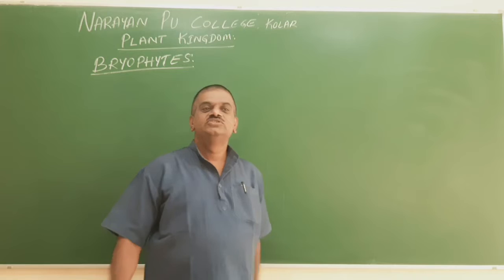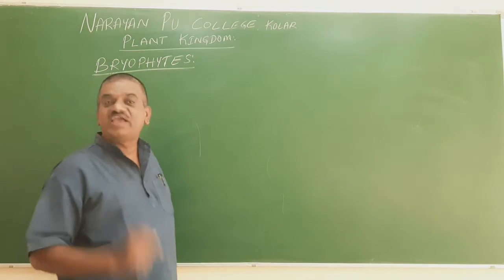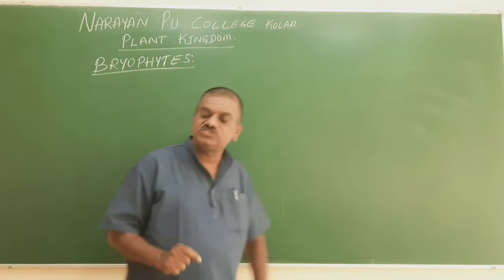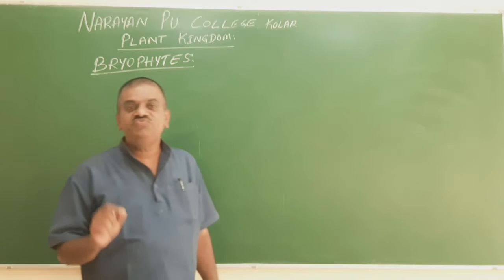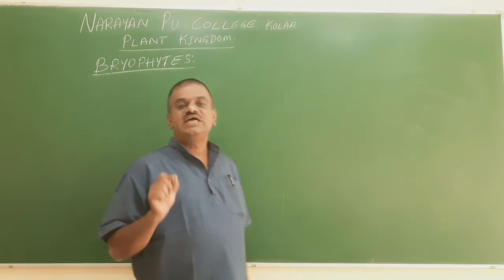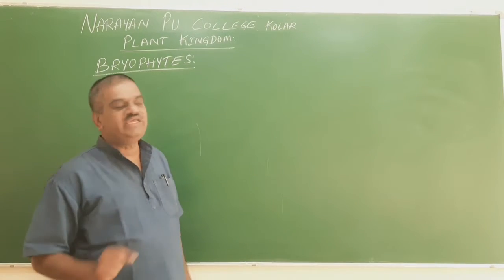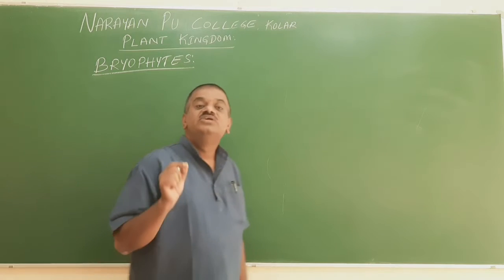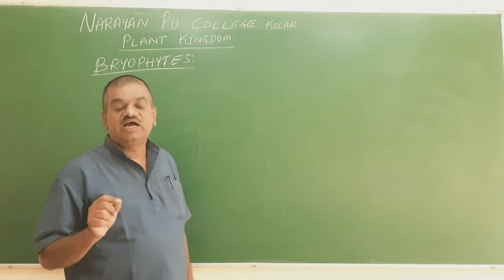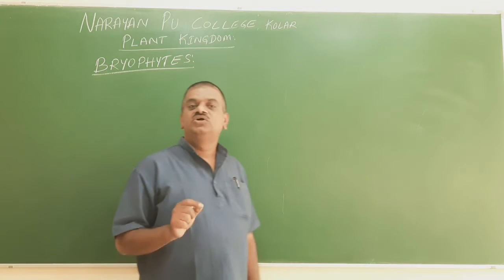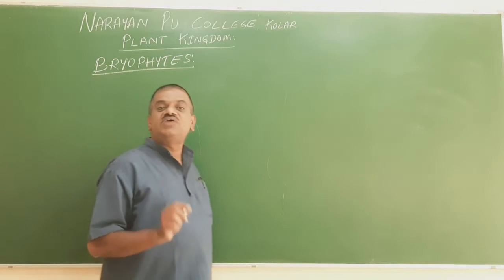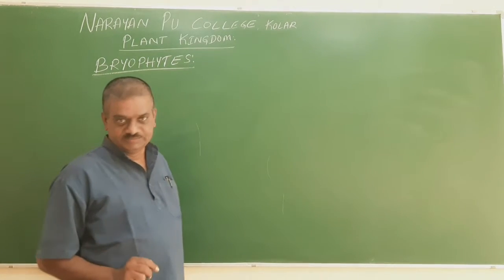The next heading is called Bryophytes. We know that Bryophytes are called the amphibians of the plant kingdom. They are called amphibians of the plant kingdom because Bryophytes grow in moist soil and require water for sexual reproduction. Hence, they are called amphibians of the plant kingdom.